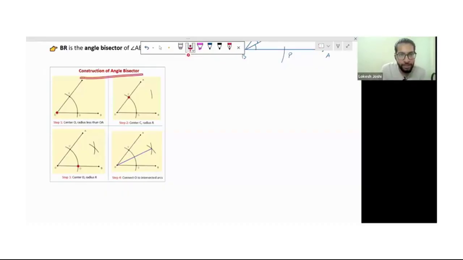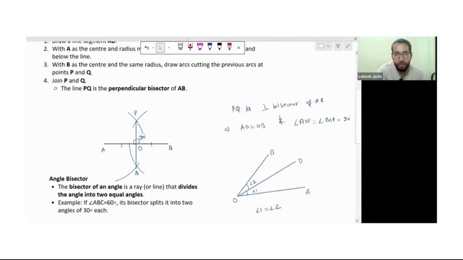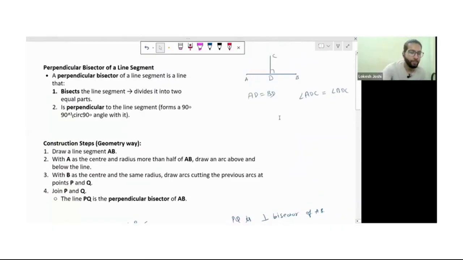For the angle bisector, it's given that in step 1, the center should be O with radius less than OA. Like this, you can draw the same arc, and now using these two points, first of all, this is the center. Now make an arc there. After that, take this point as a center and draw an arc there. Now you will get the intersection. You have to join these two lines. Now this new line from O is the angle bisector. So that's the way we can draw the angle bisector and the bisector of a line segment.